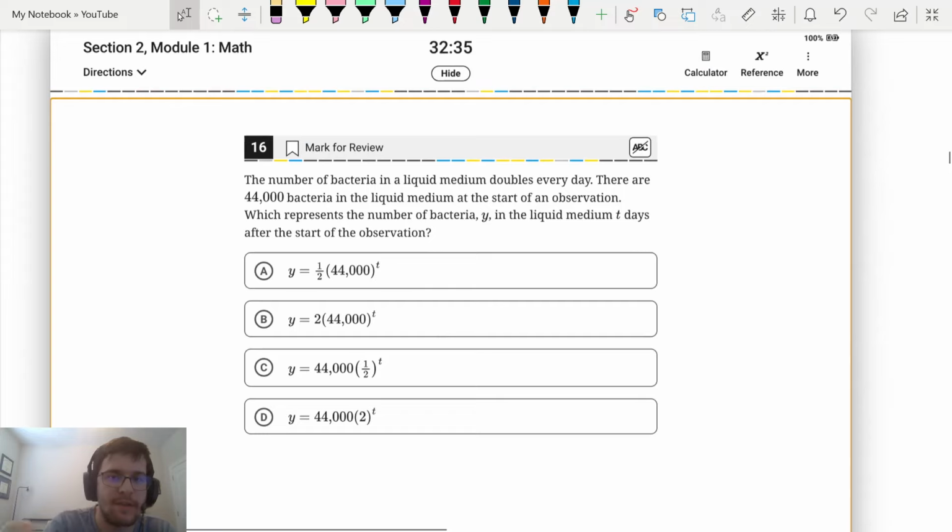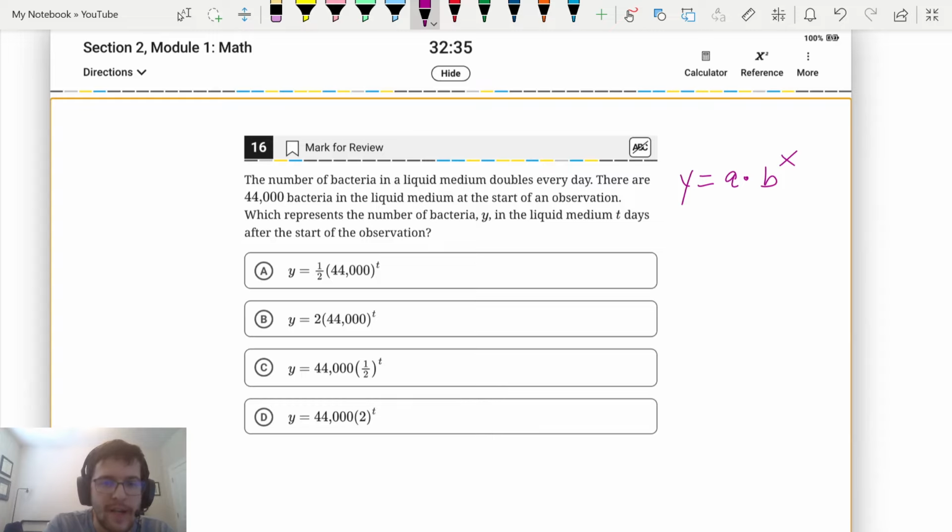Okay, this is exactly what we were talking about before. It's another y equals a times b to the x problem. So remember, a is your starting amount. So there are 44,000 at the start of an observation. So a is going to be 44,000 based on that.